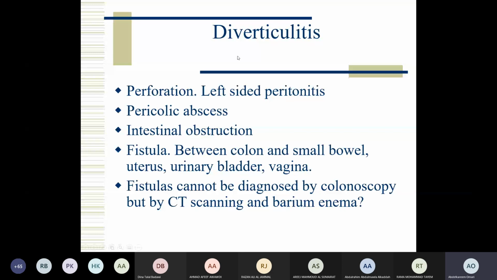Sometimes we have met patients, old neglected women, who came with stool coming out of the vagina or with urine. Fistulas cannot be diagnosed by colonoscope, of course, we cannot see them because they are closed from inside, but you see the inflamed area. But it is CT scanning and barium enema.